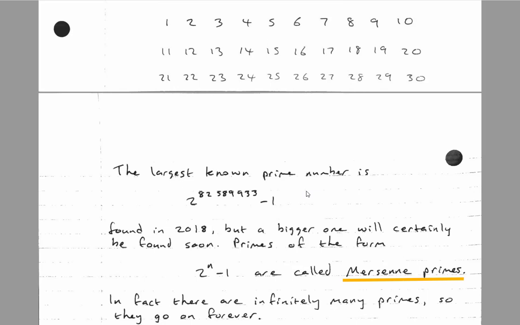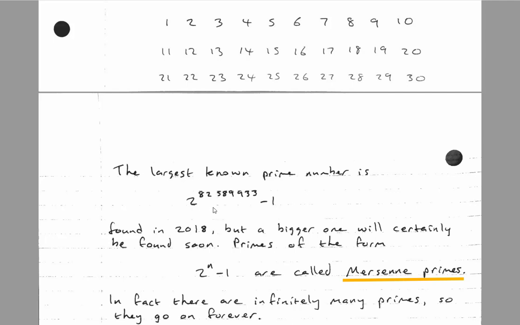So what's the biggest prime? Well, the largest known prime is this big number. Try putting this in your calculator. So 2 multiplied by itself 82 million and some times, minus 1. All right, don't forget the minus 1. Without that minus 1, then this is definitely not prime.